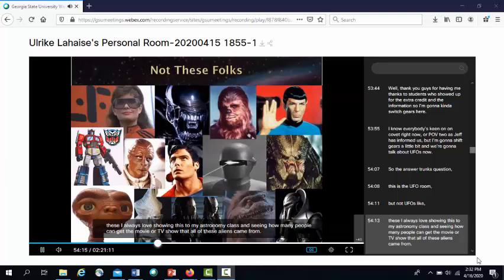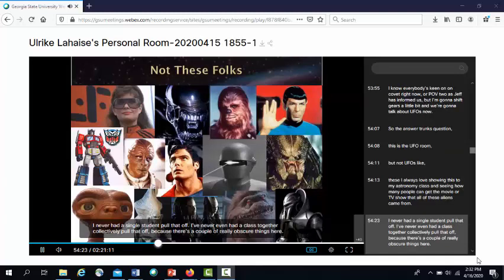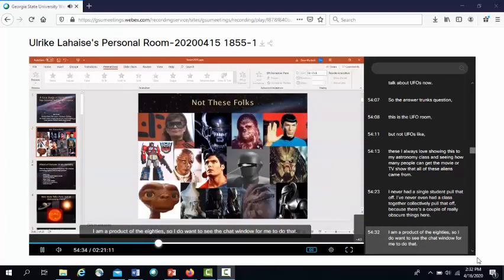I always love showing this to my astronomy class and seeing how many people can get the movie or TV show that all of these aliens came from. Never had a single student pull that off. I've never even had a class collectively pull that off because there's a couple of really obscure ones here. I am a product of the 80s.